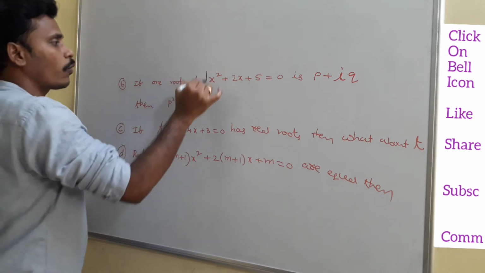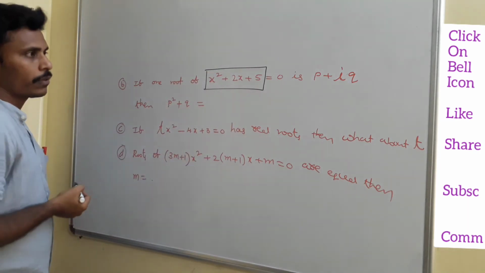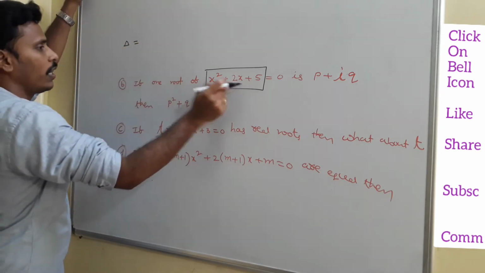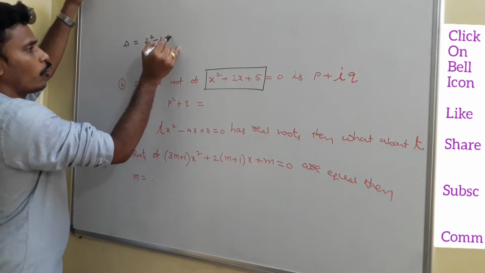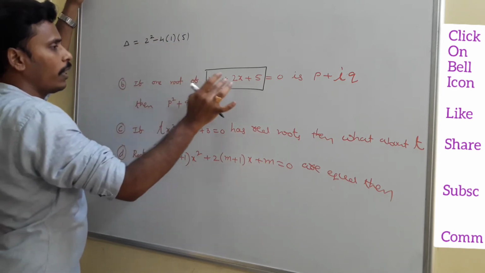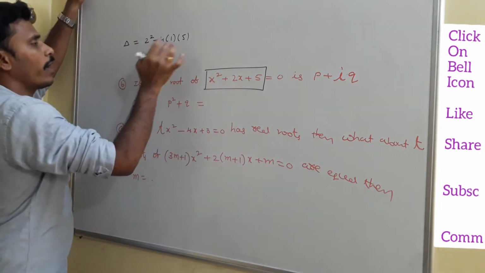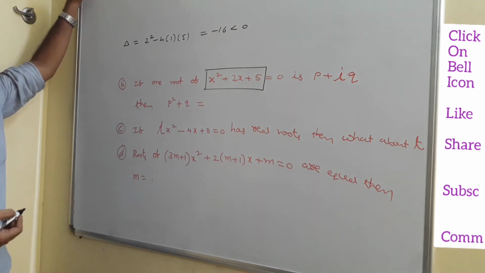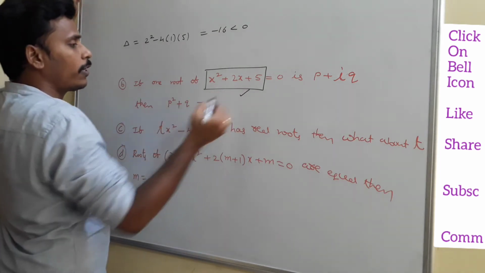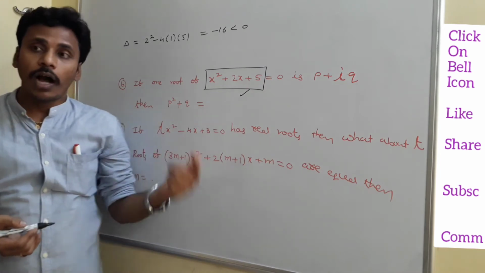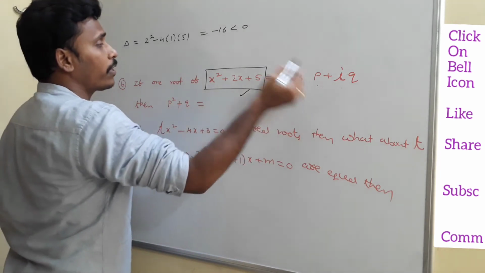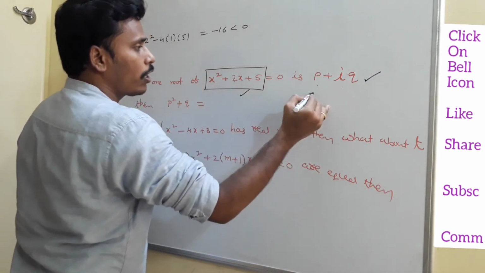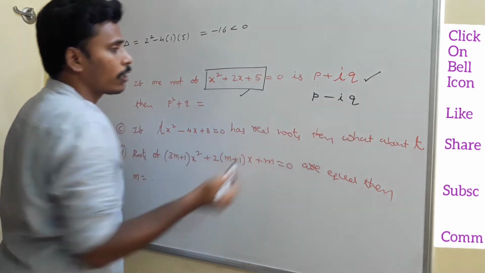First of all, since this is the equation, you need to think about the nature. The delta value is b square minus 4ac. Here a is 1, b is 2, c is 5. So b square minus 4ac is 2 square minus 4 into 1 into 5, which equals minus 16, which is less than 0. Since the delta is less than 0, what do you say? The equation has imaginary roots. And the imaginary roots are of the format p plus iq and p minus iq. Why? Because the coefficients are real numbers. As the given one root is p plus iq, from our knowledge the other root is p minus iq.